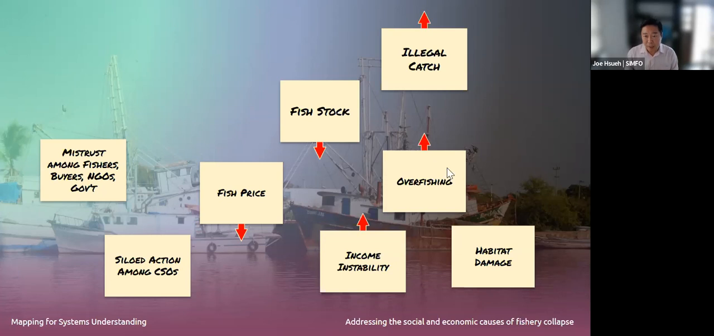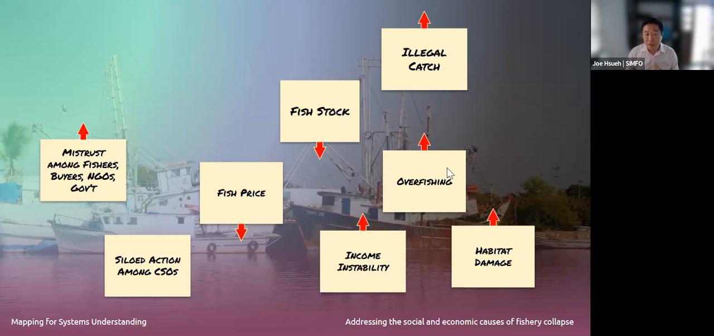Also, there is a lot of illegal catch. And the type of gear they use, trawling gear, fishes under the bed of the sea, right? So a lot of habitat gets damaged in the fishing effort. There is a lot of mistrust among fishers, buyers, NGOs, and government on the ground.